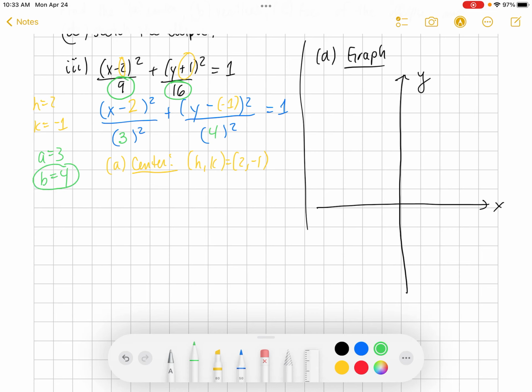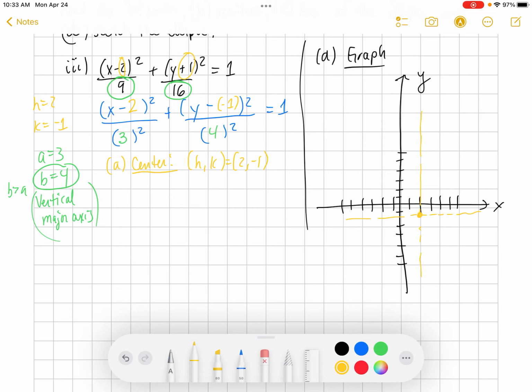This is going to be a more vertically oriented ellipse. It's going to have a vertical major axis because the b is bigger than the a. So I'm going to plot my point. Maybe I'll scale down some. 1, 2, 3, 4, 5, 6. 1, 2, 3. 1, 2, 3, 4, 5, 6. So plotting my center, 2, negative 1 would be about here.